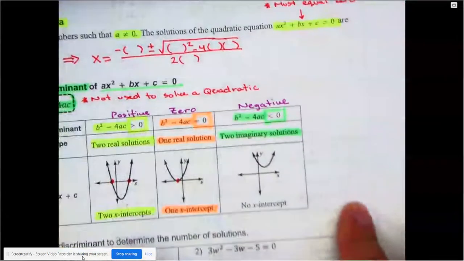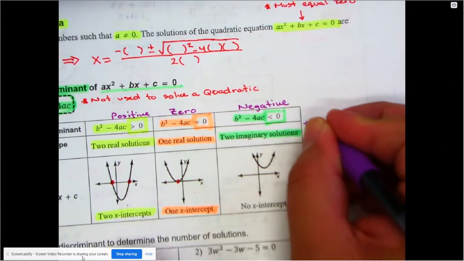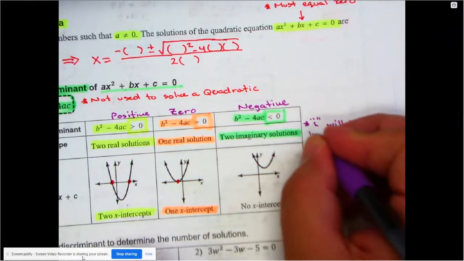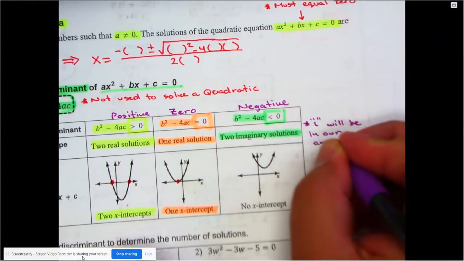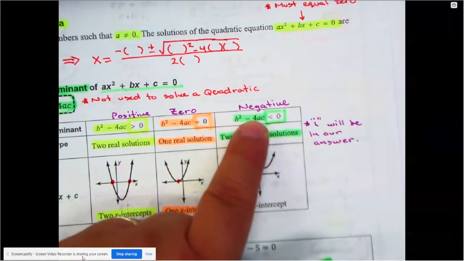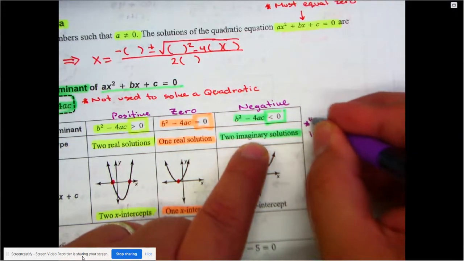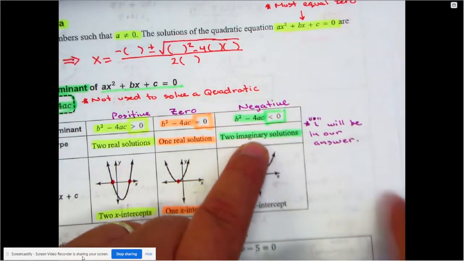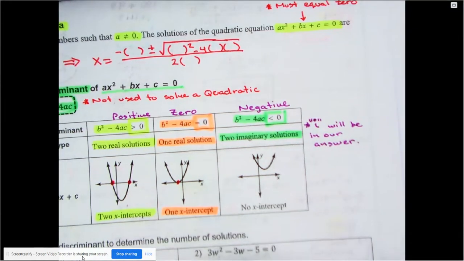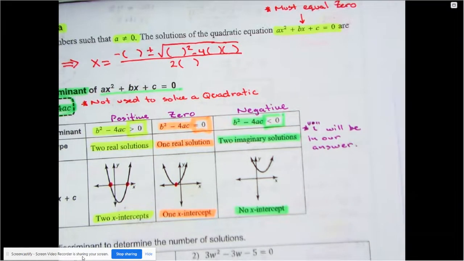So what they're trying to tell you here, and again, this is why it helps us analyze, is that the i will be in our answer. That's what we're looking at here. If we have a negative for my discriminant, then I'm going to have two imaginary solutions. So I just have to remember that the letter i will be in our answer. Again, all of this is part of analyzing and where it helps me. And if you have two imaginary solutions, then of course it has no x-intercept. It's never going to cross the x-axis.